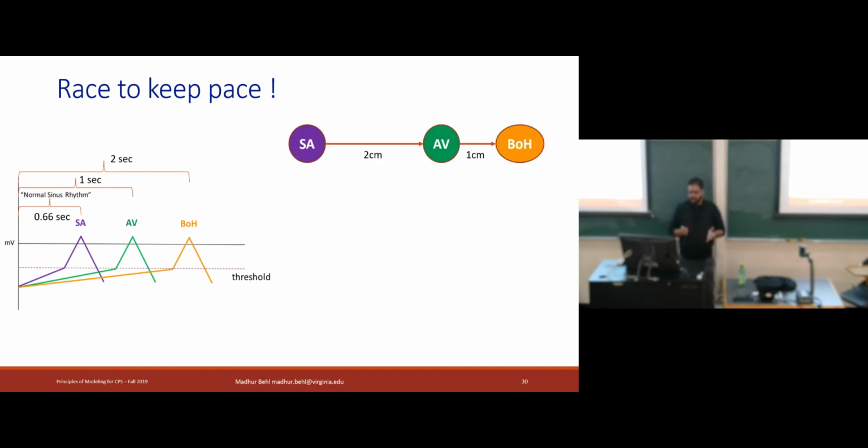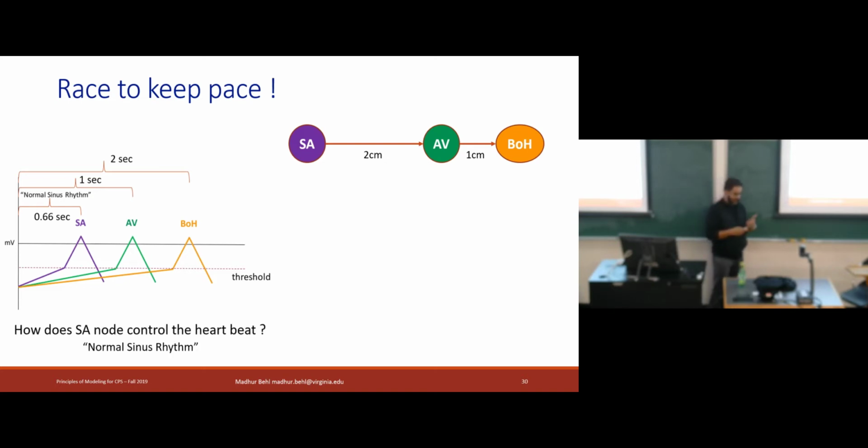Here's my very simple view of the heart. We have the SA node, the AV node and the His bundle, and they are connected through superconducting pathways. I've chosen some reasonable physical distances between them, but actually, we don't care at this point how physiologically real this is. So what happens in the heart? Based on our previous understanding, we want to understand how the heart operates in normal sinus rhythm, which is to say that the SA node is responsible for every beat.